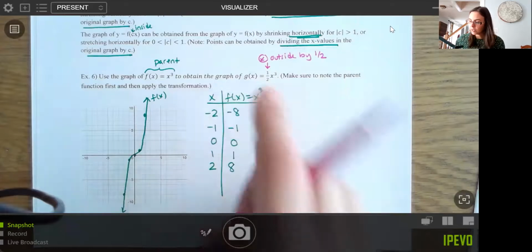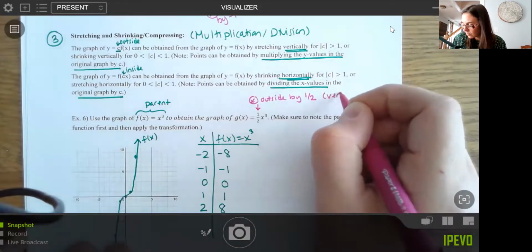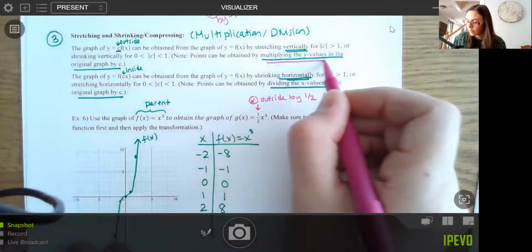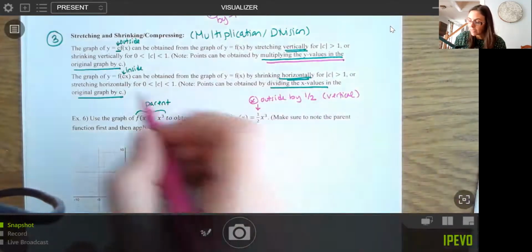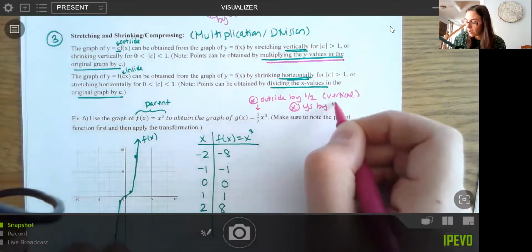So we have an outside change here. So our outside change is going to be a vertical change. And what we do is we multiply the Y values by whatever that number is. So I'm going to multiply my Y's by that 1/2.